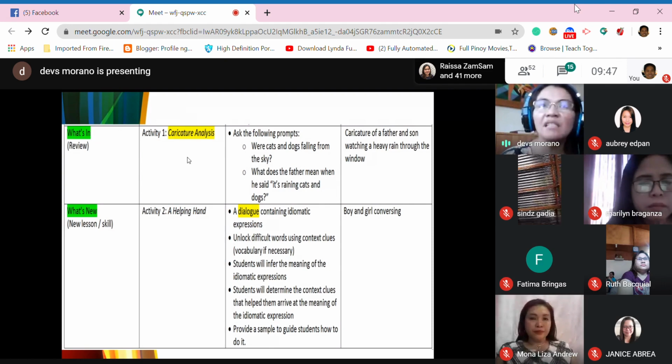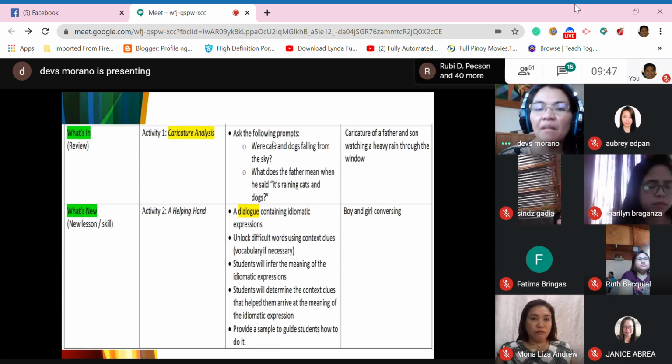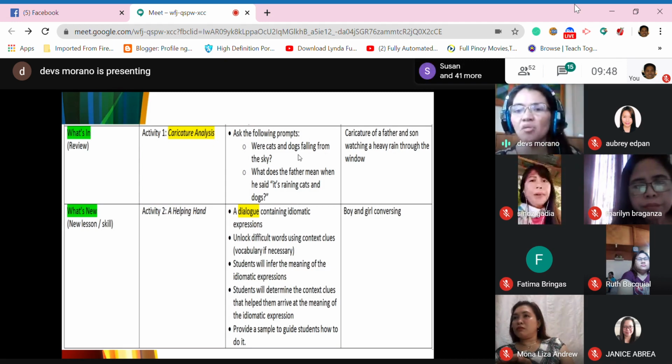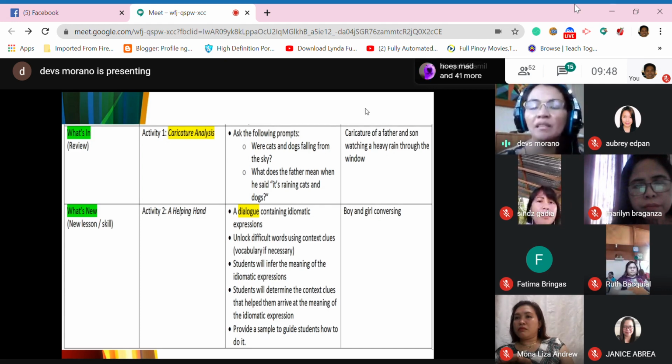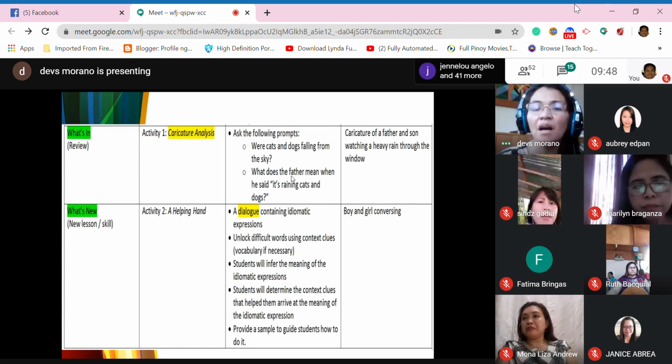So, for example, since it is about inferring the meaning of idiomatic expressions, I have a caricature analysis. I will be asking a prompt here: were cats and dogs falling from the sky? What does the father mean when he said it's raining cats and dogs? Here, I am planning to show the students a picture wherein a father and a son are watching a heavy rain through the window.